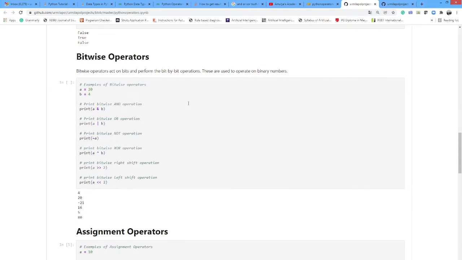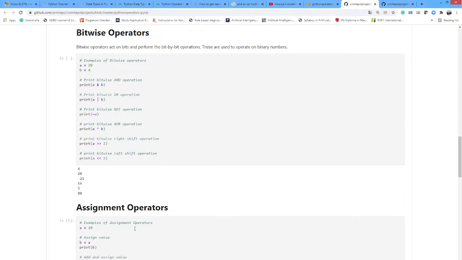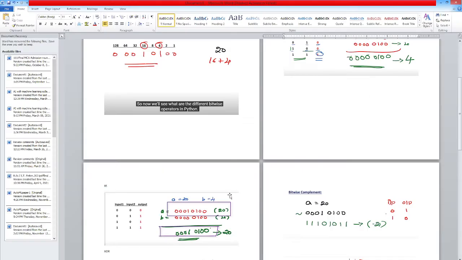Bitwise operators: a is equal to 20 and b is equal to 4. Bitwise operators act on bits and perform bit by bit operations. These are used to operate on binary numbers. First of all, see how to convert a decimal number into a binary number.